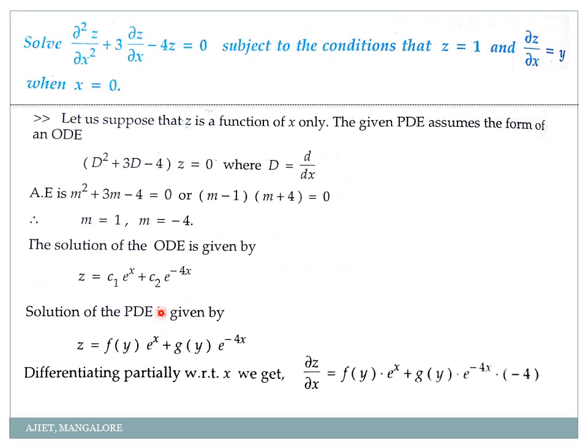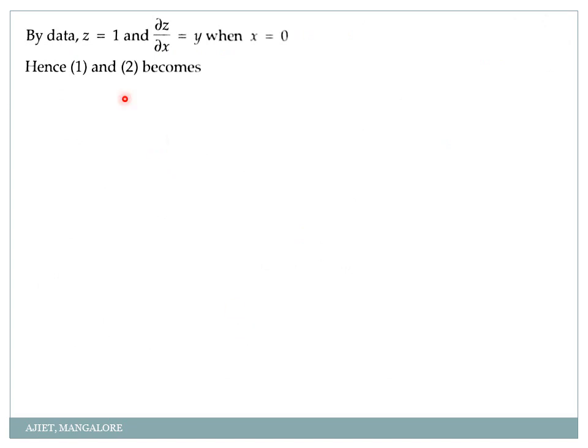Clear? Now we'll apply the conditions. What is my first condition? When x is 0, z is 0. And what is my second condition? When x is 0, ∂z/∂x is a sin y. So I'll apply the conditions. My first condition is z is equal to 1. I have written it together. When x is 0, z is 1, and when x is 0, ∂z/∂x is equal to y. So I'm applying both the conditions together over here. Observe carefully.